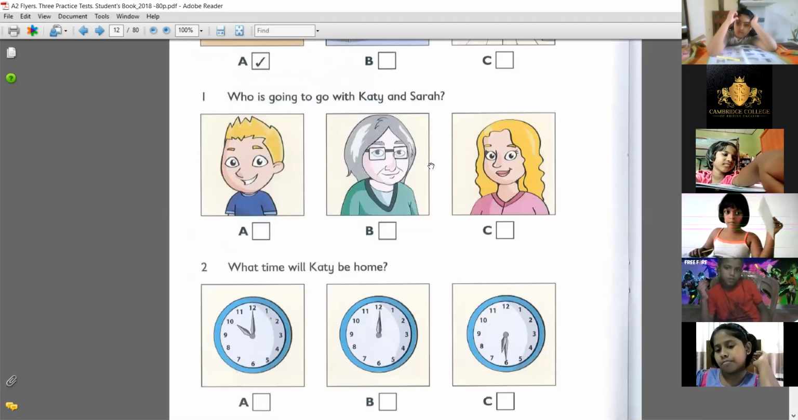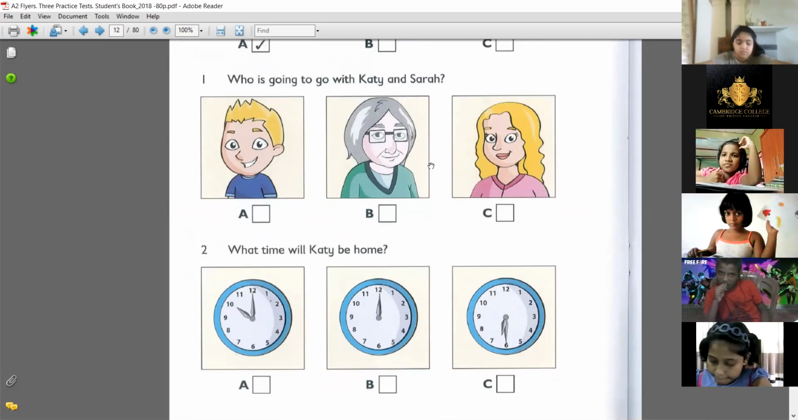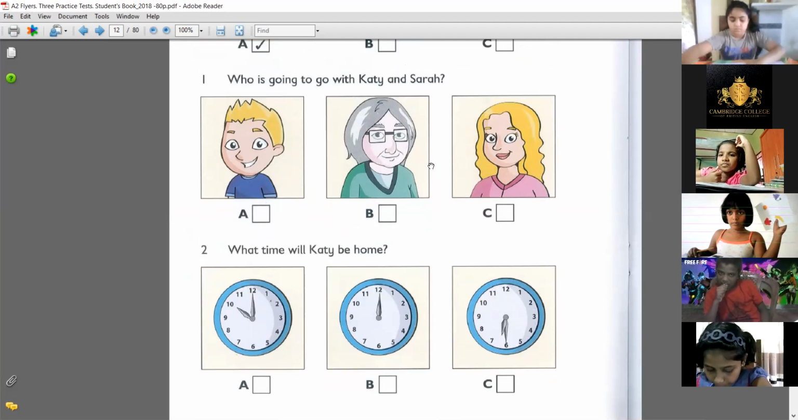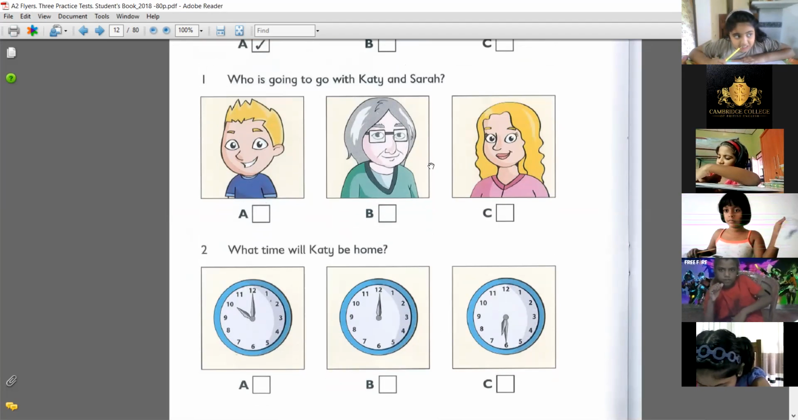One, who is going to go with Katie and Sarah? Who else is going to go with you and Sarah? Sarah's mom is going to take us. What about Sarah's little brother? Is he going to go? No, he's gone to visit his grandmother today.